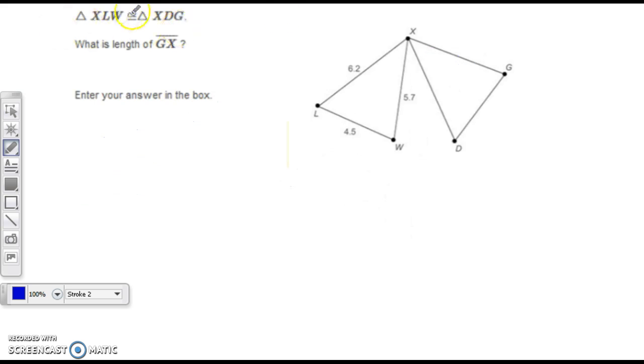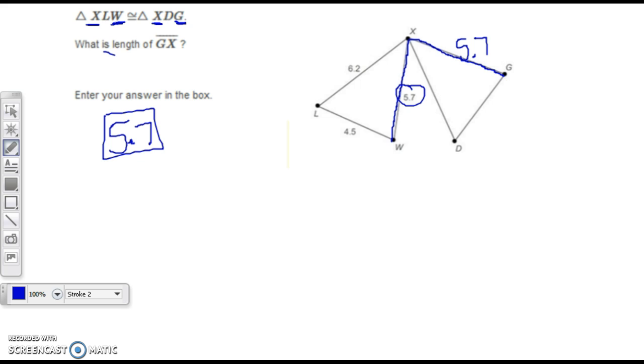All right, so we have another set of congruent triangles, and it says, what is the length of GX? I'm going to go ahead and highlight GX over here. And I'm going to look up here. GX is the last and the first. So it has to correspond to the last and the first. So GX has to correspond to WX. And we already know WX is 5.7, so GX has to be 5.7.